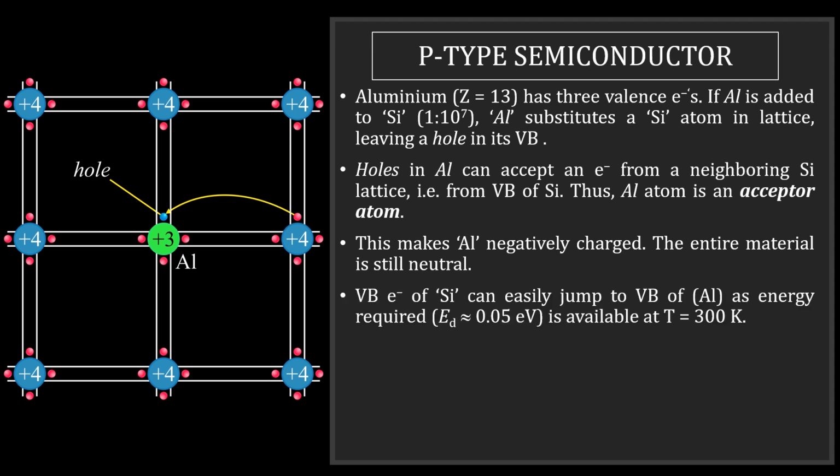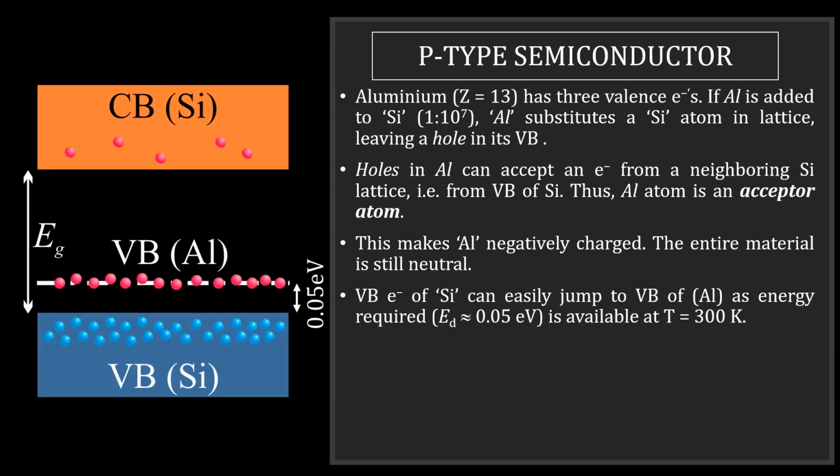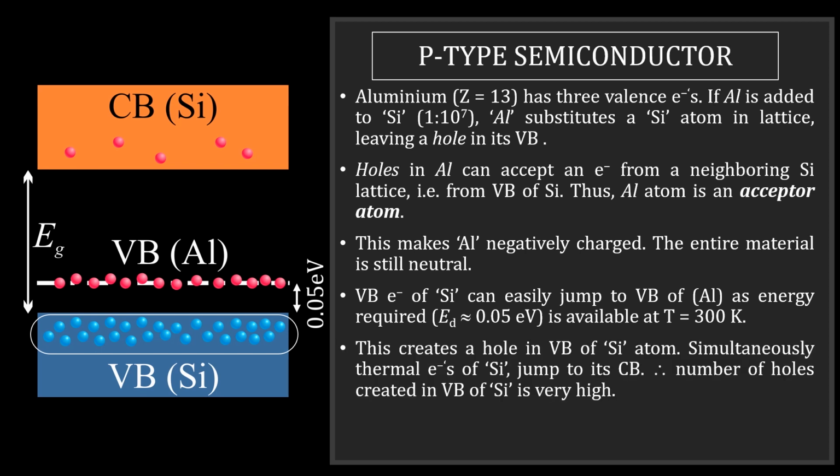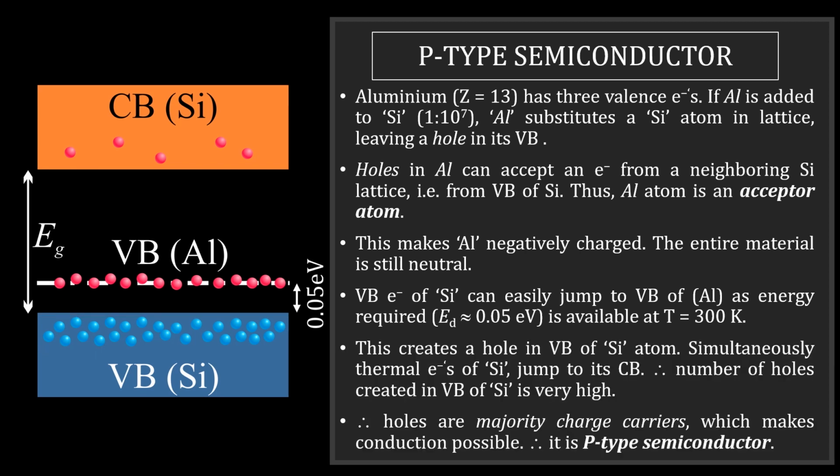Now the electrons were coming from the valence band of silicon, and they can easily jump to the valence band of aluminium, and the energy required to do so is only 0.05 electron volt. Therefore, the energy level of aluminium should be close to the valence band of silicon. As you can see here, this is the energy level of aluminium. Therefore, holes are created here. That makes the holes the majority carriers and the electrons the minority carriers. Because holes are the majority carriers, it is called a p-type semiconductor.